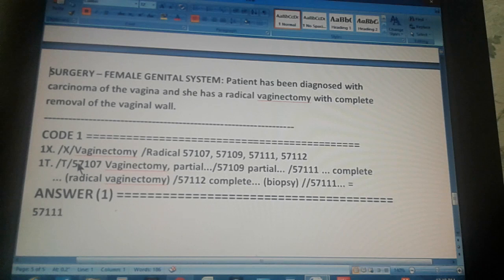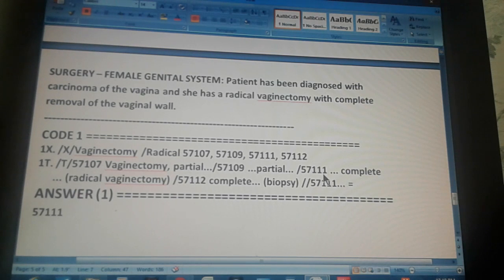Okay, now we're going to check all these codes, and we're going to see which one is closest to our text, okay? So the code through the tabular is found like this. First, you go to the tabular. Then you go to your first code, 57107. All right, the first one in your list from the index. Now, what is the word that eliminates this one? Partial. This is a partial vaginectomy. We don't want partial. We want complete. So, out it goes. The next one is 57109. And it's also? Partial. It's also partial. So, out it goes.